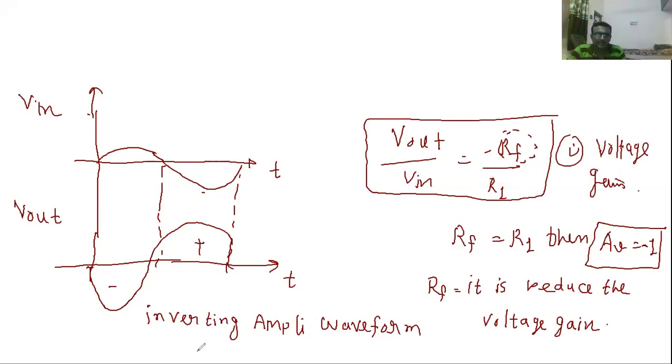The diagram is already mentioned on the whiteboard. See, this is the diagram. Rf means feedback resistor, and the supply voltage is given to the inverting terminal. So this is the entire explanation related to the inverting amplifier.